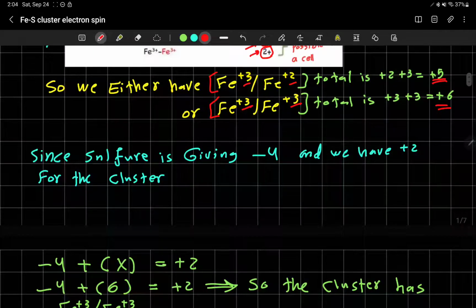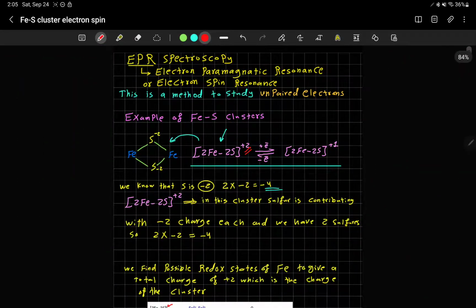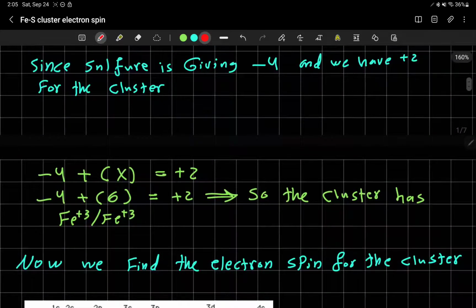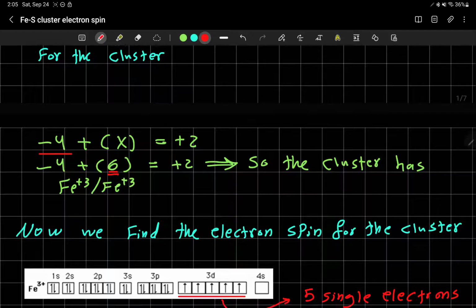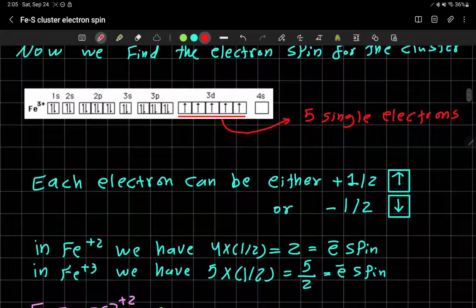And now, since the sulfur is giving -4, we just calculate -4 plus X, which we want for the iron, which will give the +2, which is taken from right here. So we know we need +2 at the end, and we know the two sulfurs are giving -4. So what is the iron giving? This leaves us with 6. So the iron couple that can give 6 is this one that we have seen. So we know now our iron couple is Fe3+.